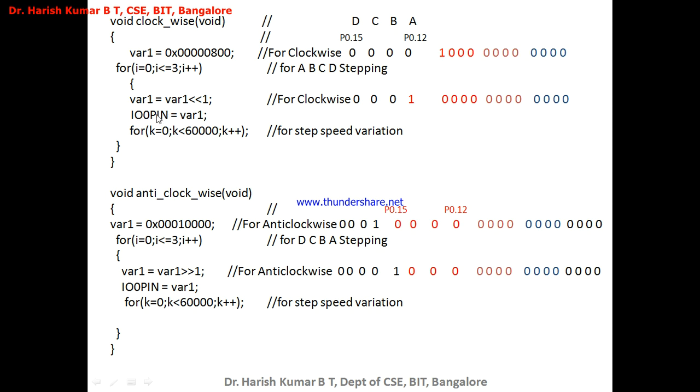Now this I didn't tell you. Earlier, in the previous example, we were assigning it to IO0 set. Now that is not necessary. Now you can directly assign it to the port pin. When I assign this, this bit is connected to P0.12, and A is energized directly.